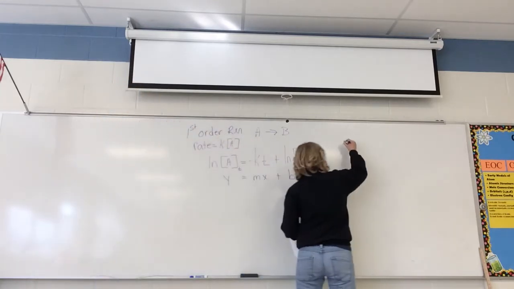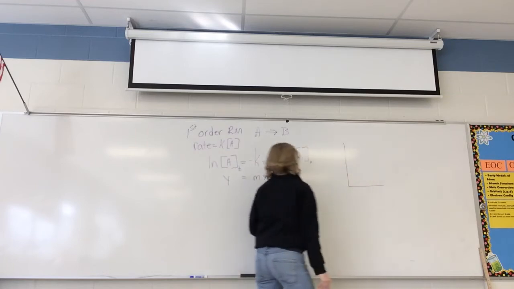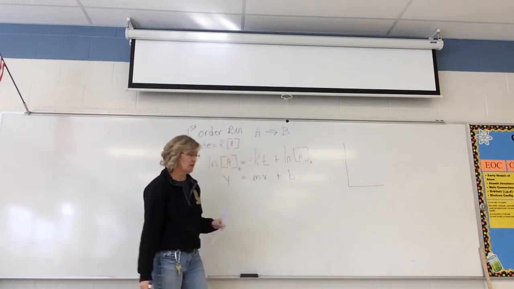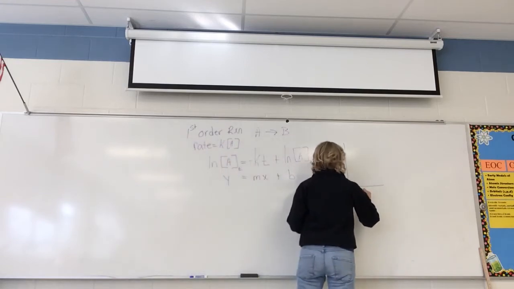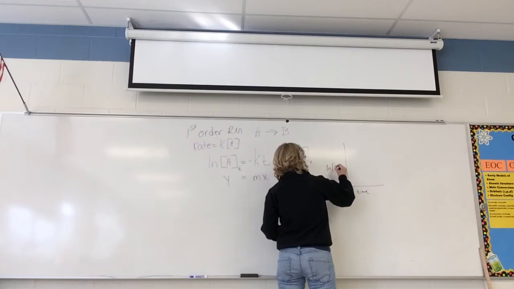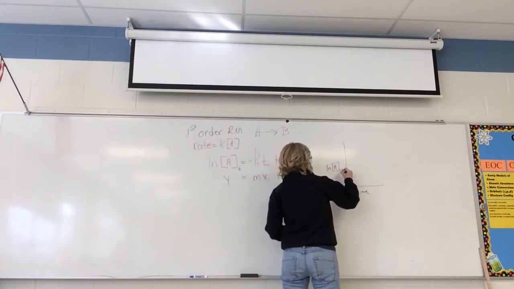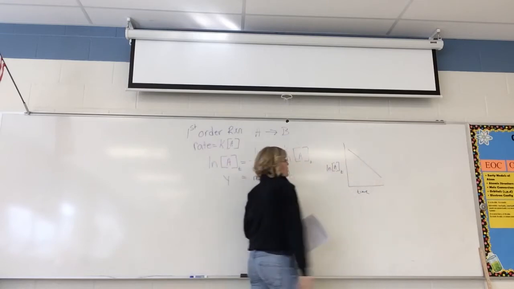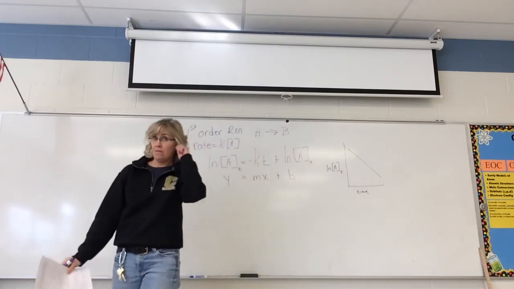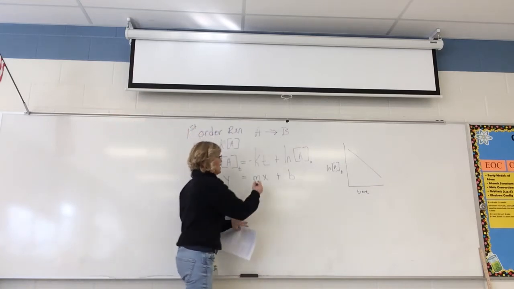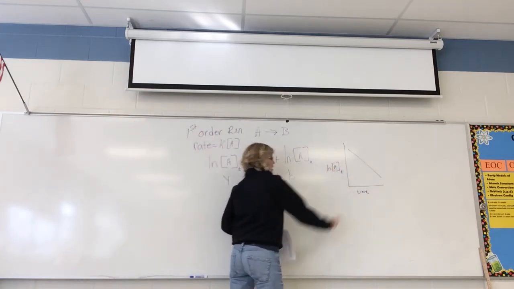And the graphical linear relationship for a first order reaction is we'll have time on the x-axis, the natural log of A at a given time on the y-axis, and my graph will look like this. All right? Now what that will also tell me is what will the slope of this line give me?